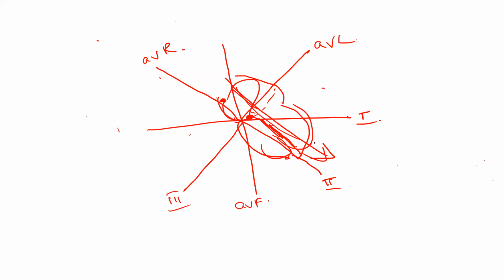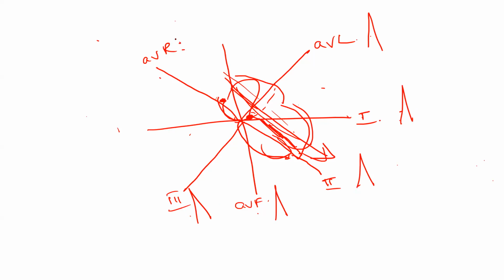Now tell me what will be the deflection in AVL normally. Positive, because it is facing the direction of the action potential. What will be the deflection in lead 1? Positive, naturally, because it is also facing the direction. What will be in 2? Positive. In AVF? Positive. In 3? Positive, because all these leads are facing the direction of action potential travel. So they all will be positive.